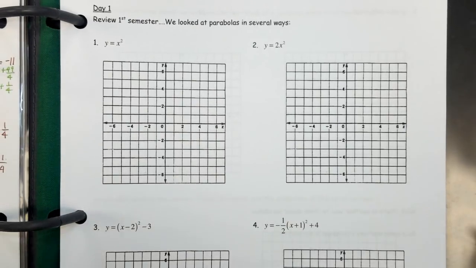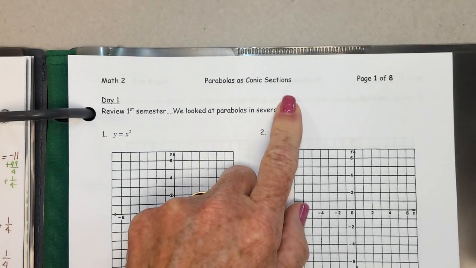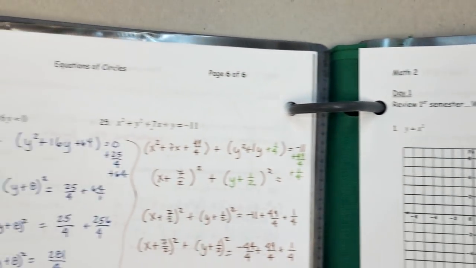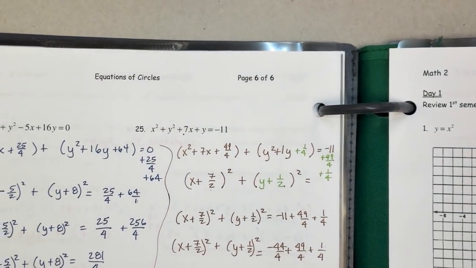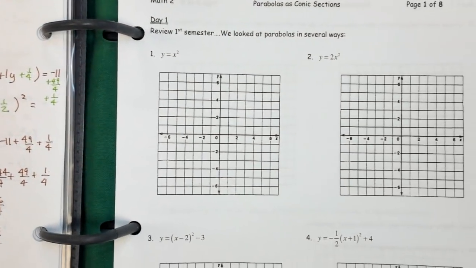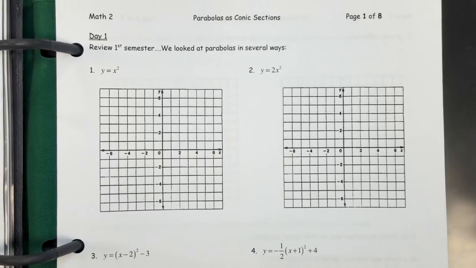Okay, you should have the notes for parabolas as conic sections. Would you please put these right after the notes from yesterday, equations of circles. So these new notes for parabolas as conic sections should be right after that.